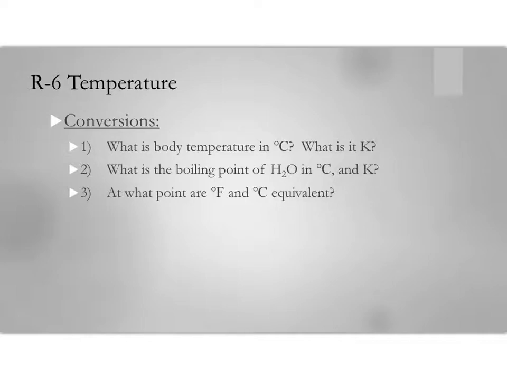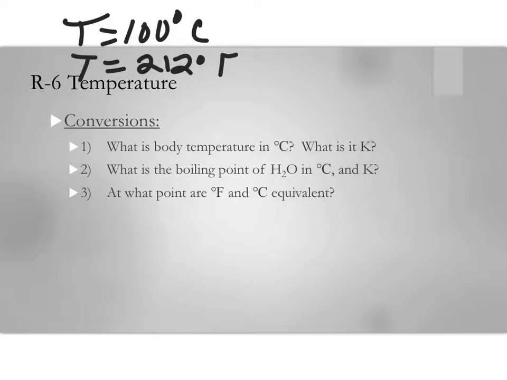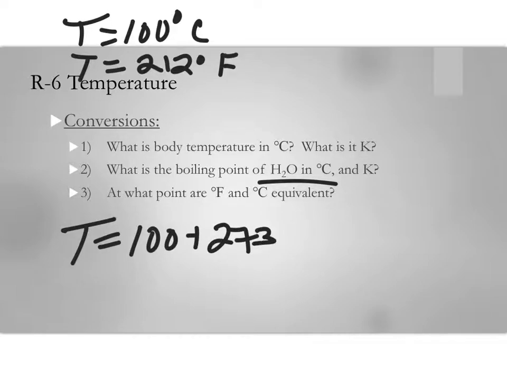Next problem here says, what is the boiling point of water in degrees Celsius and in kelvins? So you probably all know that the boiling point of water is 100 degrees Celsius. If you don't know, the boiling point of water in Fahrenheit is 212 degrees. So we already got that, because I feel like you should know that, and I wrote it in there. But in Kelvin, you're just going to take 100 plus 273.15, and you get 373.15.